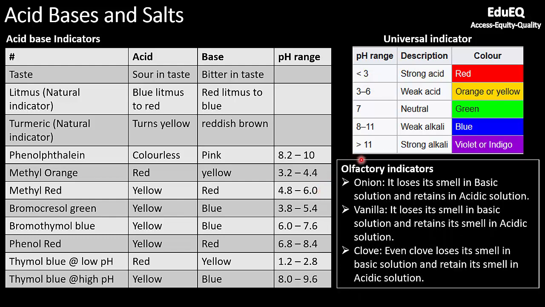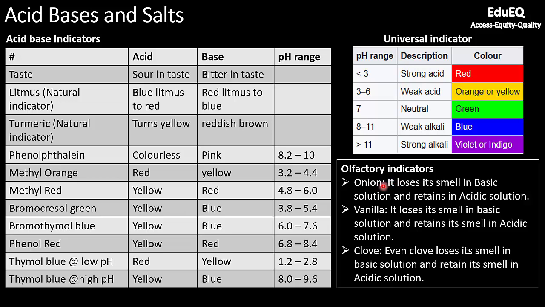Also, coming to some of the sensory indications of acids and bases. Olfactory means the sense of smell. All these three materials, onion, vanilla and clove, will lose their smell in basic solution and they retain their smell in acidic solution. So this is also a very quick way of identifying whether the compound that we are testing is a base or an acid.